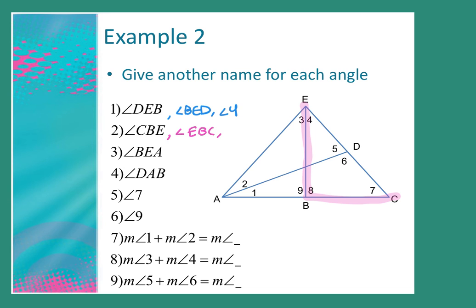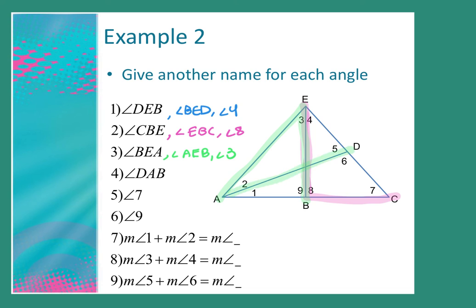Nico, did you have a different one? You had your hand up too. Angle 8. Okay, BEA. Now we're talking about this top angle here. BEA would also be called angle AEB. And with a number? Angle 3. Good.